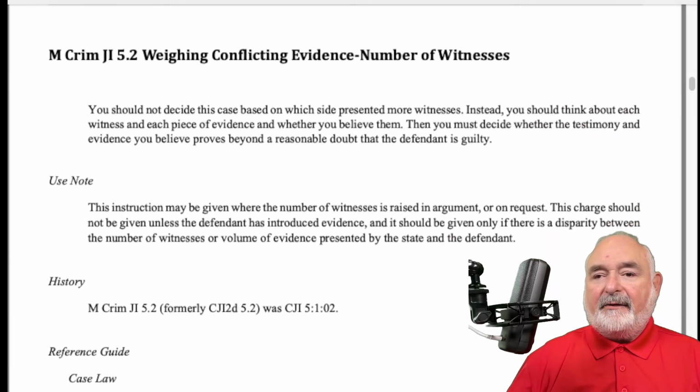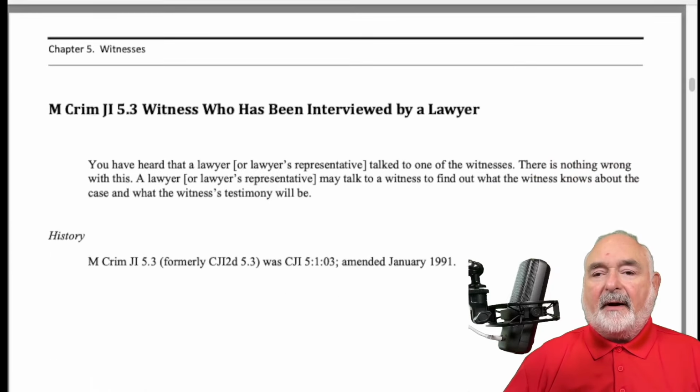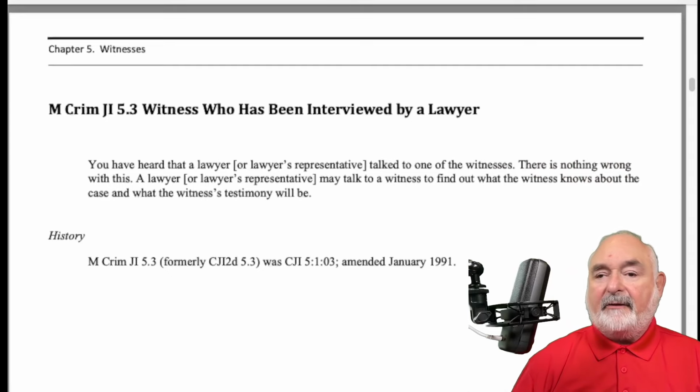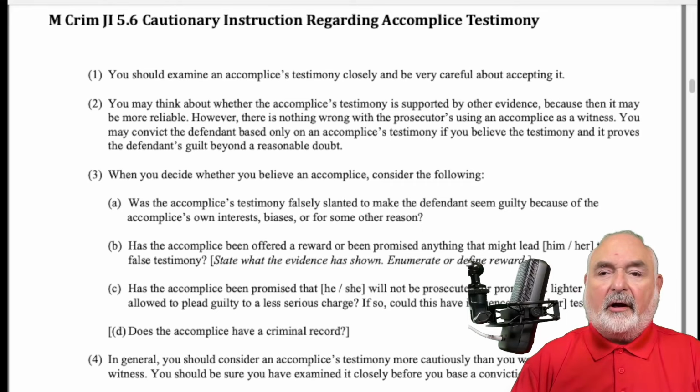Weighing conflicting evidence, number of witnesses: you shouldn't decide the case on the basis of which side presented more witnesses. That only makes sense. Witness who has been interviewed by a lawyer: you've heard that a lawyer or a lawyer's representative talked to one of the witnesses. There's nothing wrong with this. A lawyer may talk to a witness to find out what the witness knows about the case and what the witness's testimony will be. Here is an instruction about accomplice testimony.